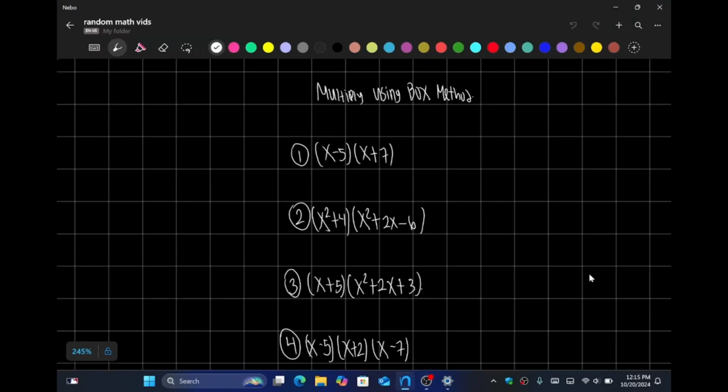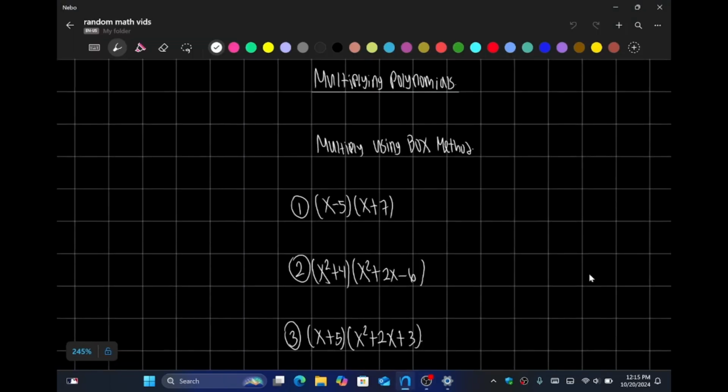So in this video, what I want to do is go over multiplying polynomials. However, I want to go over the box method. So in the previous video, we went over the FOIL method, and this time I want to go over the box method.